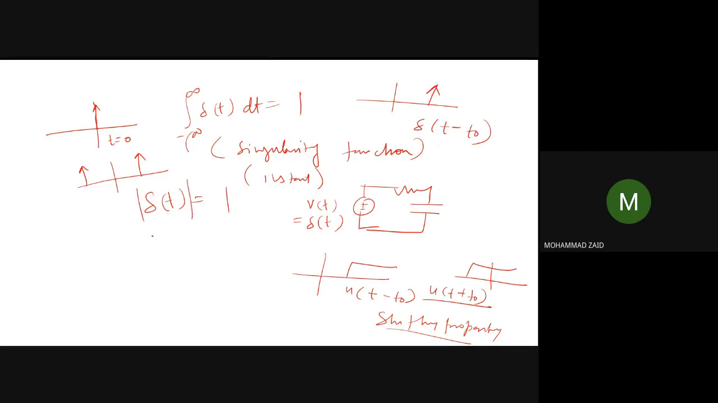If I take the magnitude, you can also multiply it with any constant. For example, 5 times delta t, so its magnitude will become 5 times. It will become 5 delta. So all these functions we will be using, and we will be determining the response of these circuits.